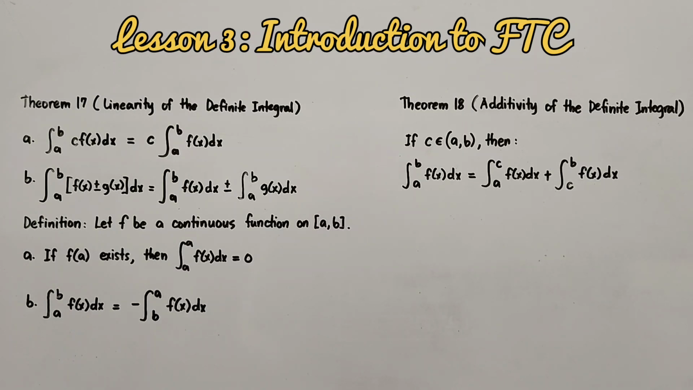For Theorem 18, or the additivity of the definite integral, if c is an element of the interval [a, b], meaning to say c is in between a and b, so a is lower than c and b is greater than c, then the integral of f of x dx from a to b is equal to the sum of the integral of f of x dx from a to c and f of x dx from c to b.